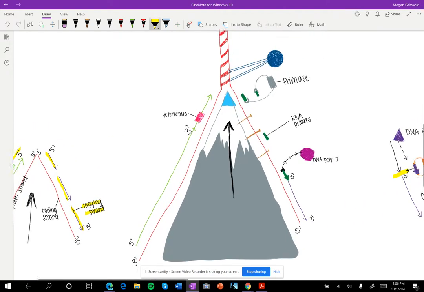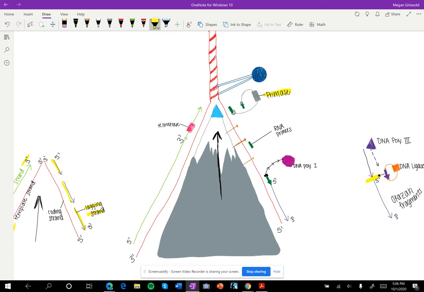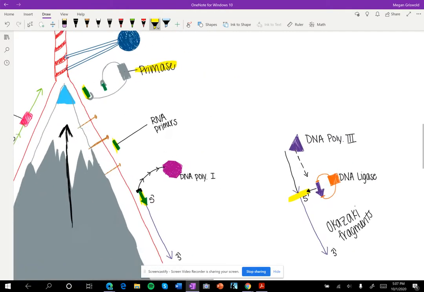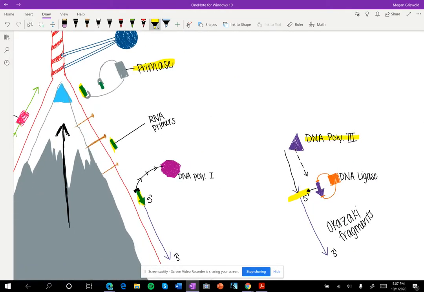Moving on, the next tool is the primase tool that auto-generates RNA primers that bind at the 3' end of the candy cane strand and act as a binding site for the start of replication. The gingerbread people then use the DNA polymerase III tool to add nucleotides to the existing primer and grow a new candy cane DNA replication strand.